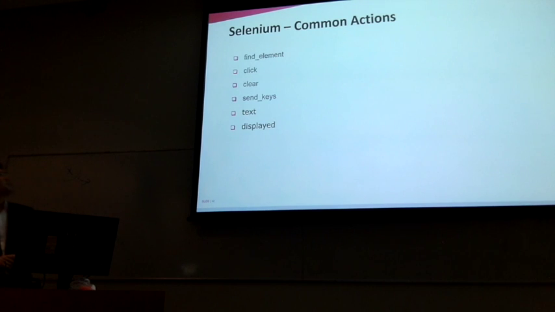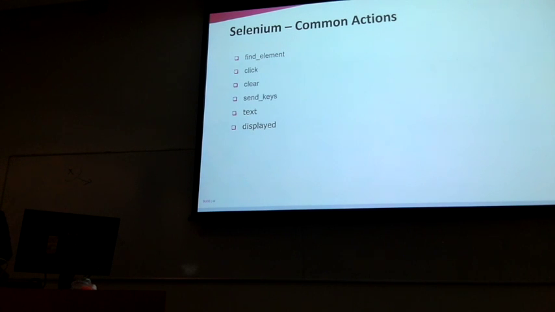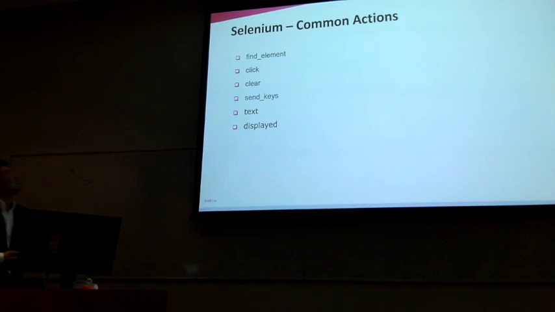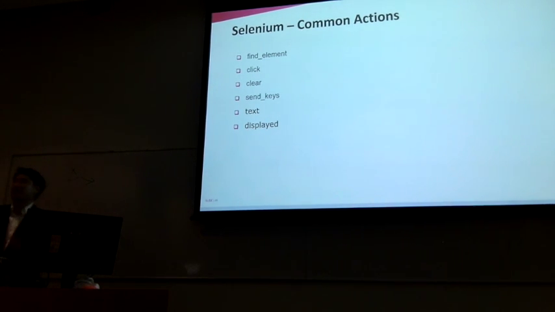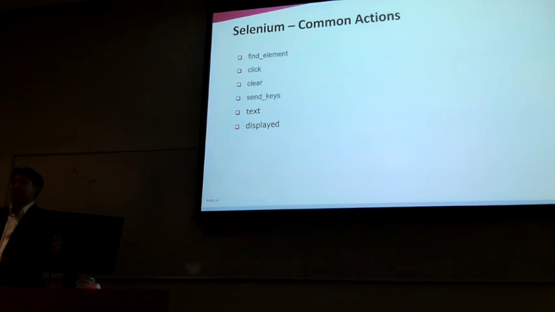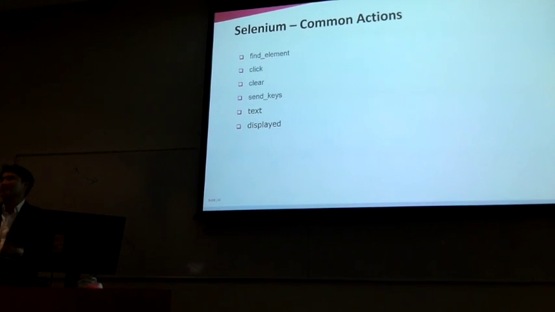So here are some common actions in Selenium. I don't know whether you guys are interested in this. How many of you know Java? Okay. That's good. So, find element. On the website, if you have HTML, you have to find the object on the web page. So how do you find the object?